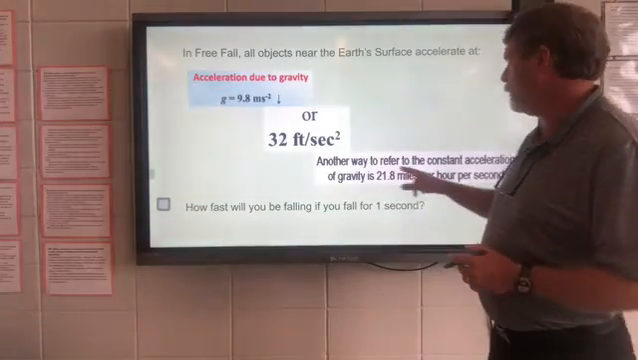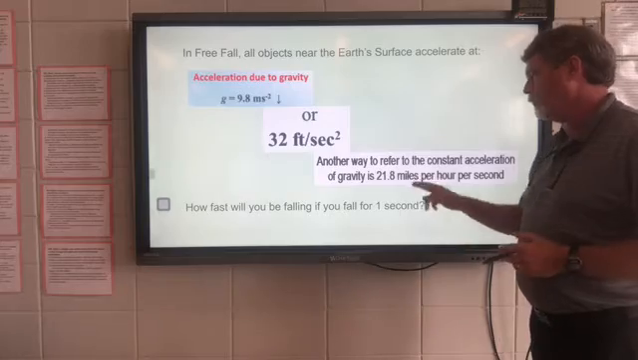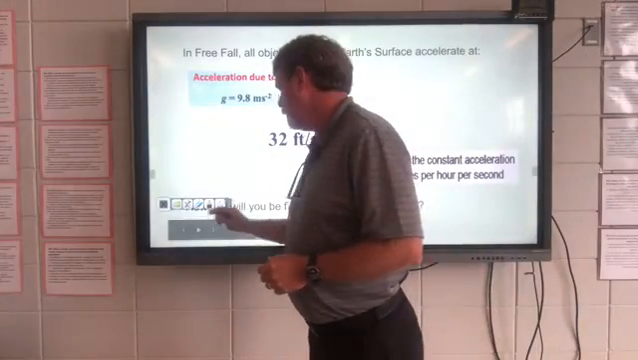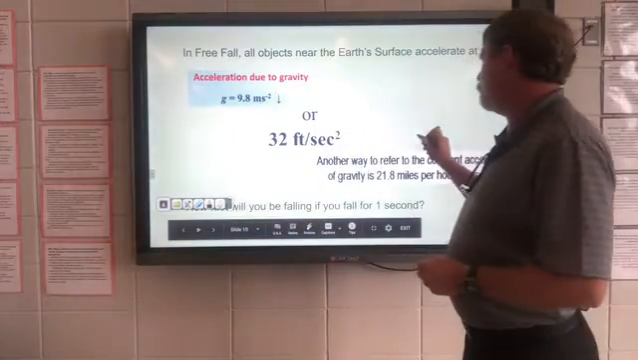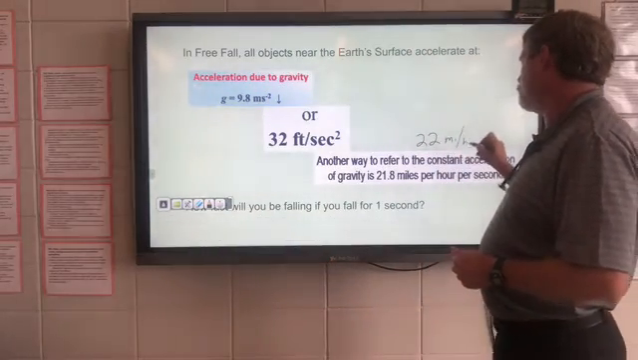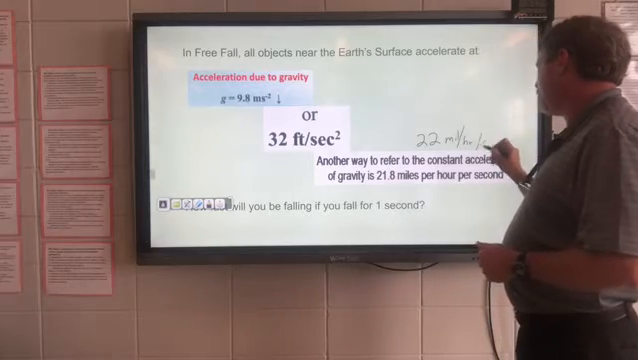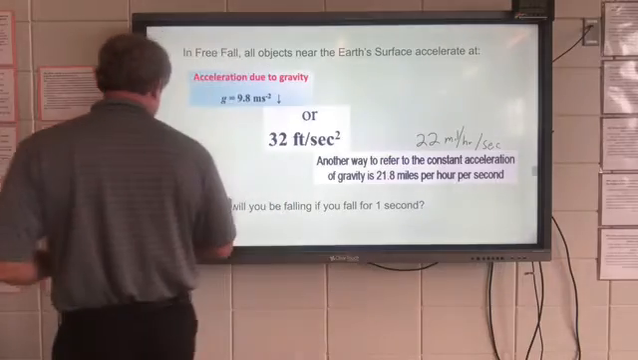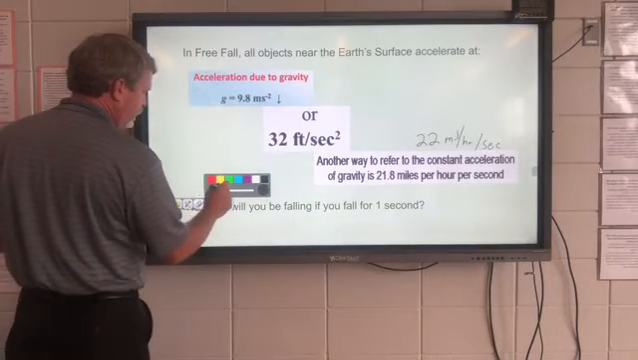Another way to refer to this constant is 21.8 miles per hour per second. If we take a moment and write that out, we're just going to round that to 22 miles per hour per second. So if we go down here and answer our little question, what does it mean?